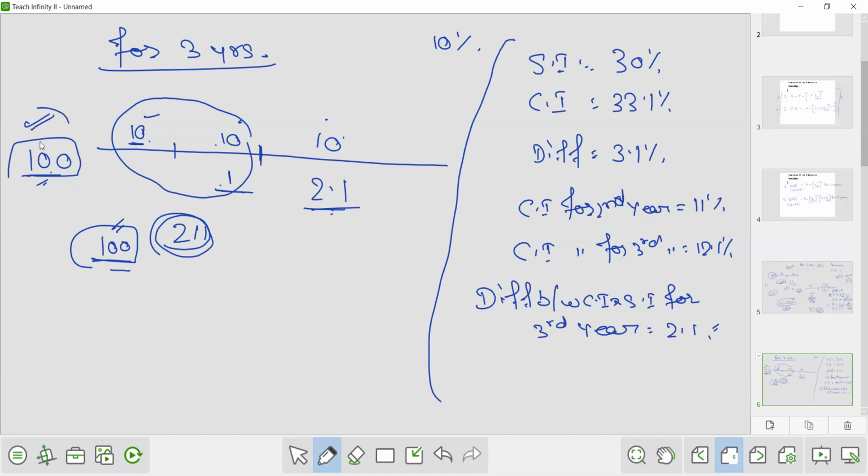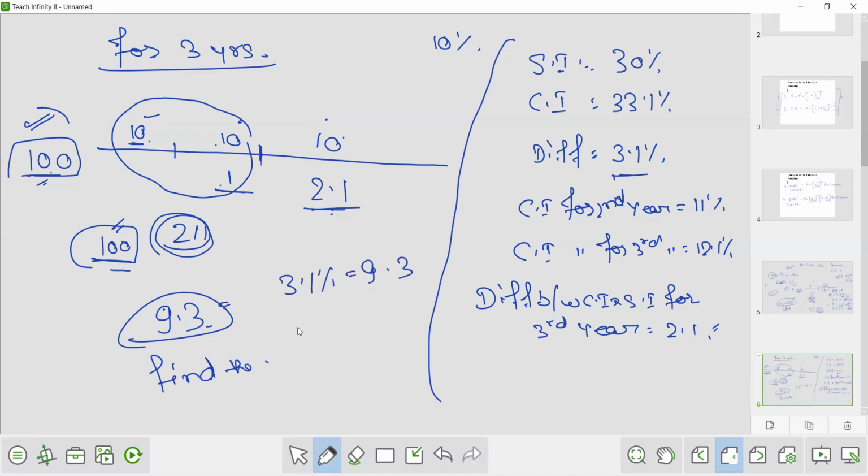And if any of the data is given, suppose let's say it is given the difference between the CI and SI for 3 years is 9.3. So find the sum. Now the difference, you know that it is 3.1%. So 3.1% is equivalent to 9.3. So 100% is equivalent to how much? So it's 3 times from here. So it will also become 3 times.